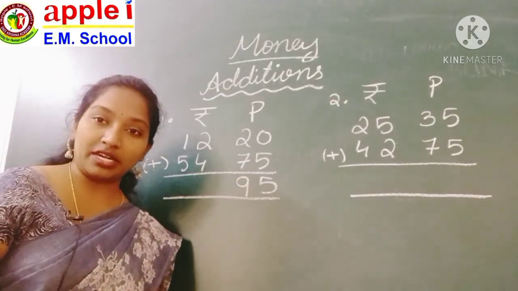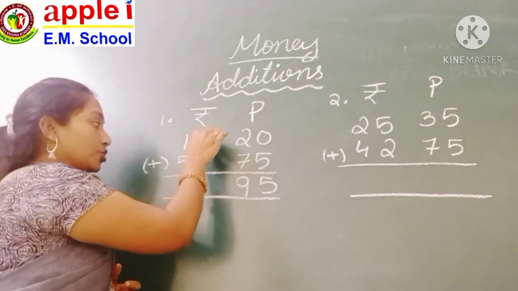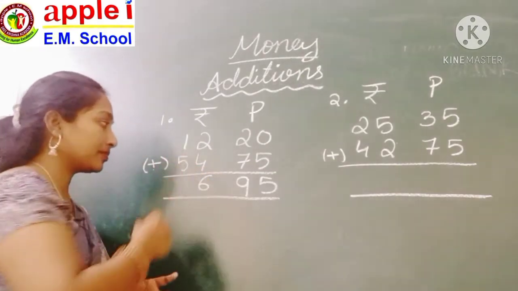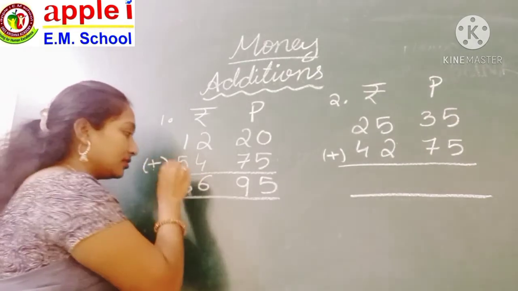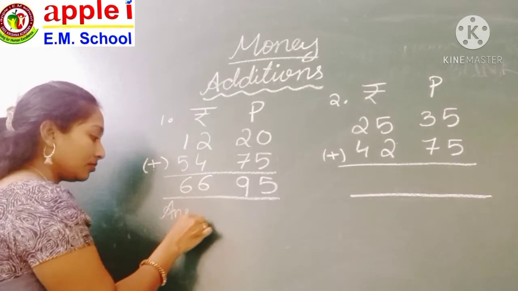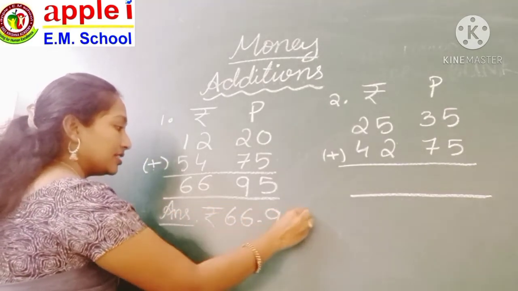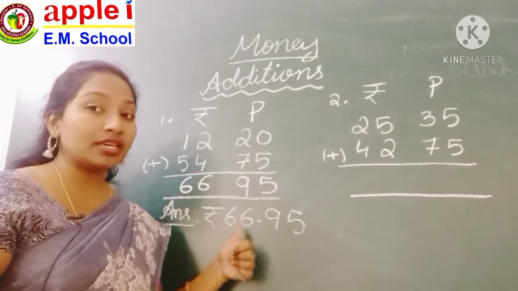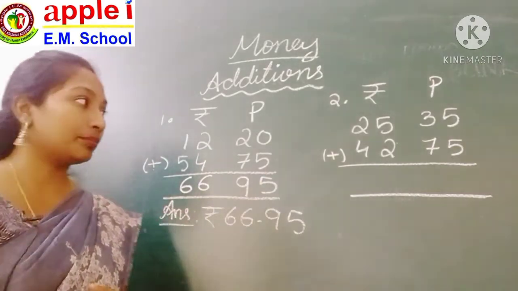Now, pies are completed. Now we have to add rupees. See, 2 plus 4, 6. 5 plus 1 is 6. So, here what is the answer? 66 rupees 95 pies. What is the answer, children? 66 rupees 95 pies. Let us see another example.